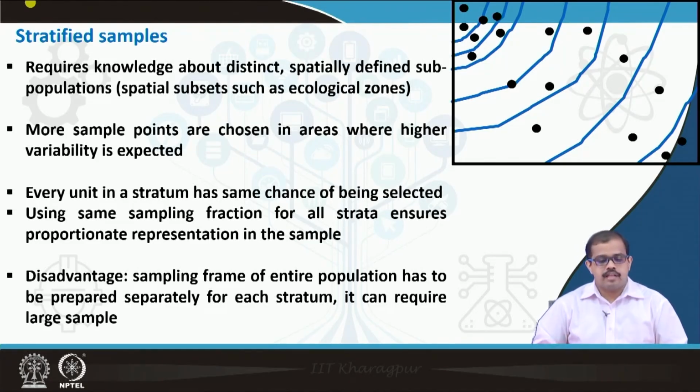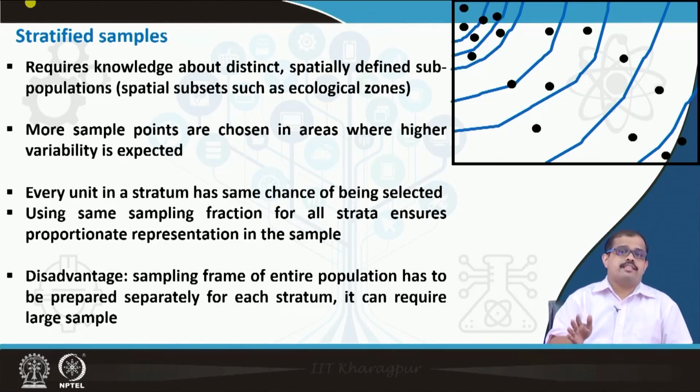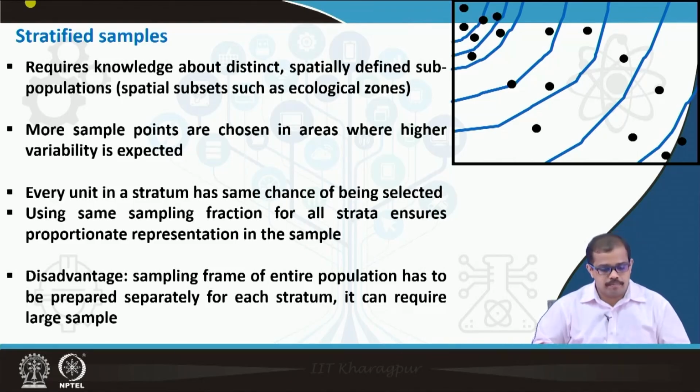More sample points are chosen in the areas where higher variability is expected. For example, rainfall: where the variability is high, you will look at more sampling points, and where the variability is less, you will look at fewer sampling points. Every unit in a stratum has the same chance of being selected, and using the same sampling fraction for all strata ensures appropriate representation of the sample.